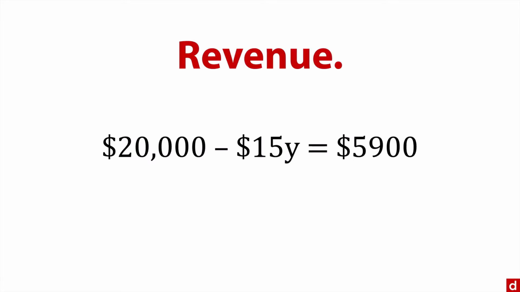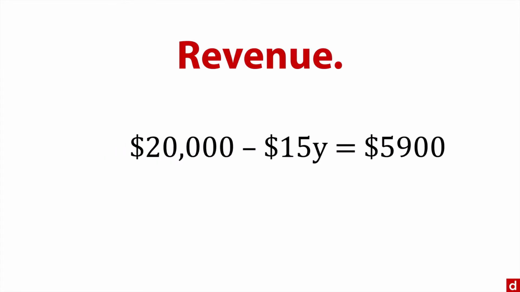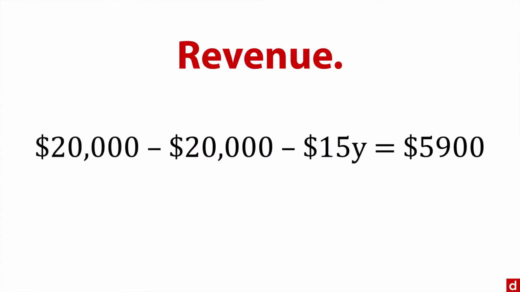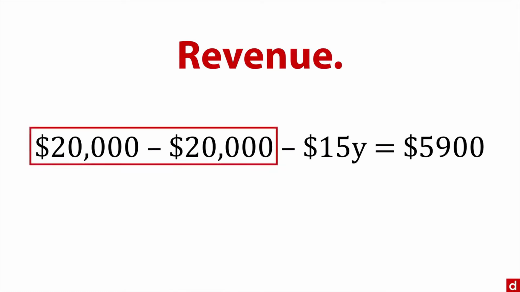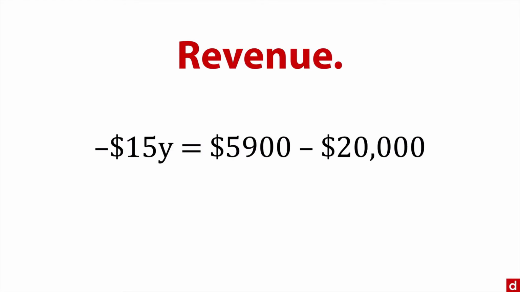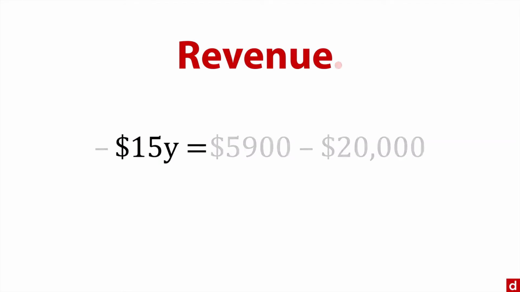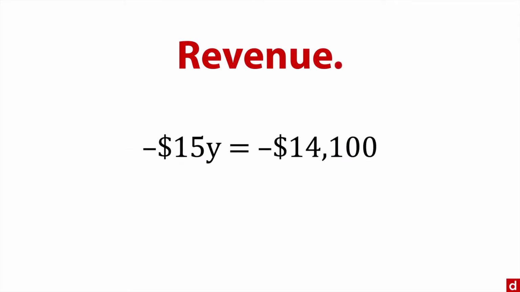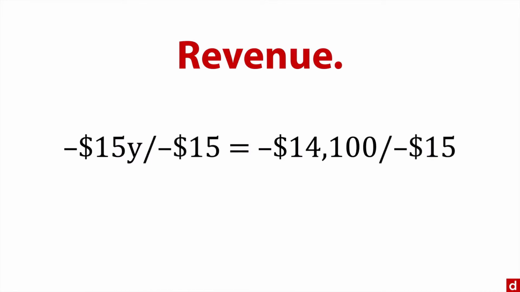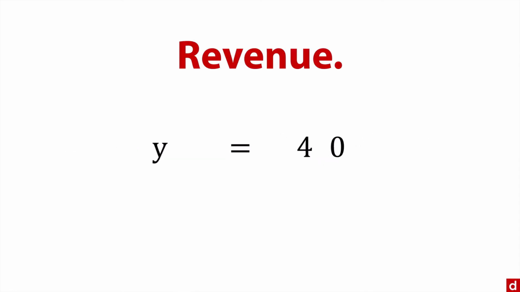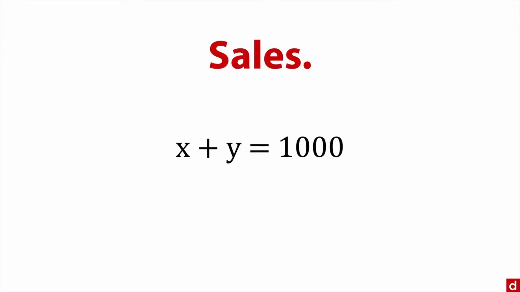And then we subtract 20,000 from both sides. So there it is right there on the left, and that disappears. And then I get it over on the right side, and I do the math there and I get minus $14,100. Well, then I divide both sides by negative 15. And when we do that, we get Y is equal to 940. Okay, so that's one of our values for sales. So let's go back to sales. We have X plus Y equals 1,000.